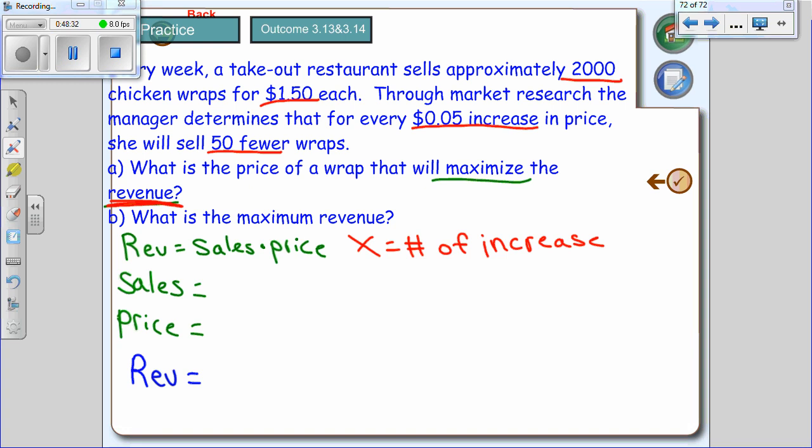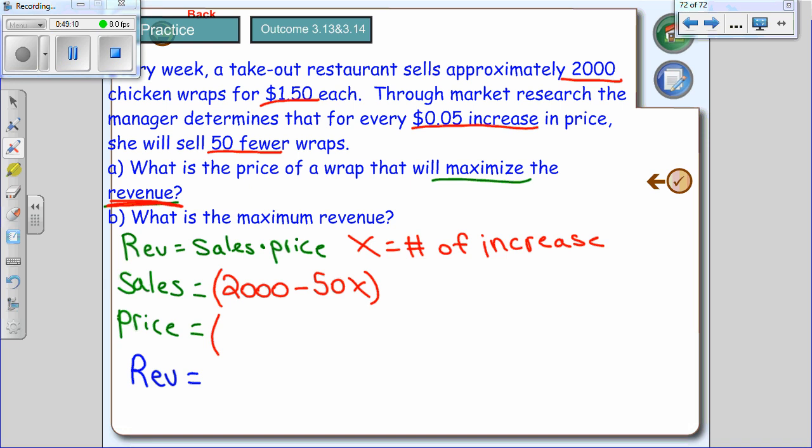To be able to do revenue equals sales times price, I've got to figure out what my sales and my price are. My sales was 2,000, and I'm hoping to change it. I'm going to actually lose 50 sales by every change I make. So minus 50x. I'm going to take my old price of $1.50 and I'm going to increase that price by 5 cents, X number of times. I don't know how many times I do that.